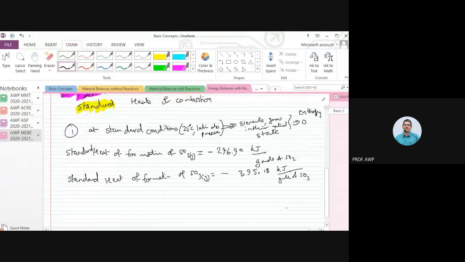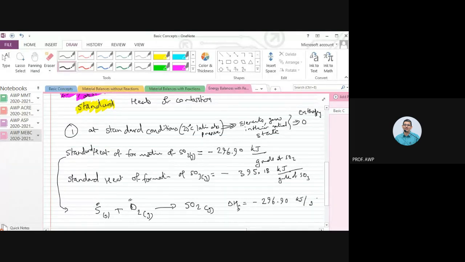Now, when I say standard heat of formation of SO2, what I mean is, if I write this reaction, sulfur in the solid form plus oxygen in the gas form, giving me SO2 gas, the heat of this reaction is the heat of formation of SO2 from the elements in their standard state. This is minus 296.90 kilojoules per gram mole.